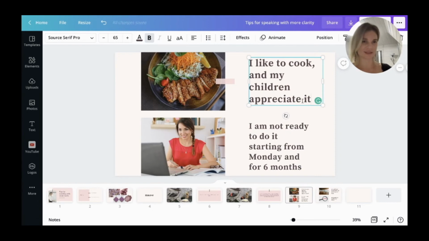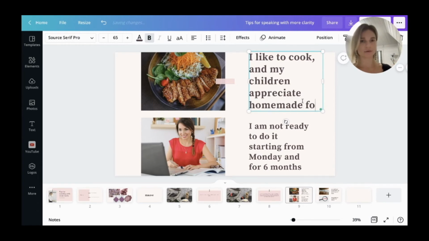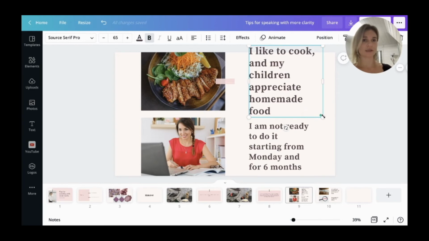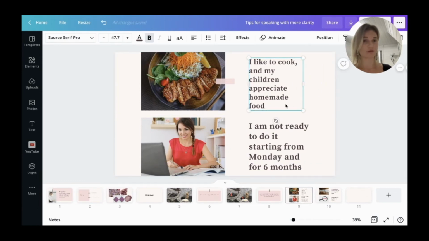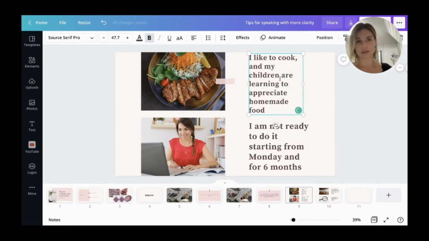I don't want to leave it here because what is it? It's not really clear. Maybe, for the purpose of sounding more clear, we probably want to add something more specific. How about homemade food? Because this is true. If you like to cook for your family, your children are learning to appreciate homemade food. I like to cook and my children appreciate homemade food. You might even add, and my children are learning to appreciate, if this is necessary, but this is optional, right? Or my children appreciate homemade food.